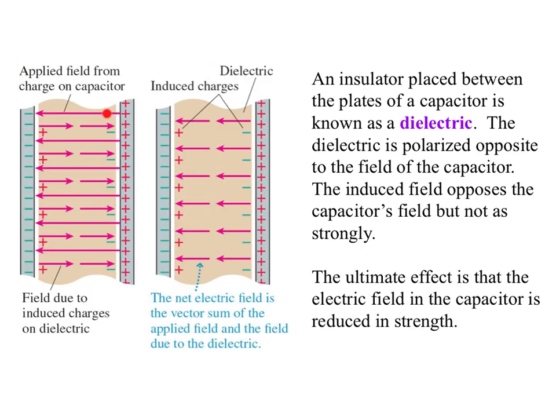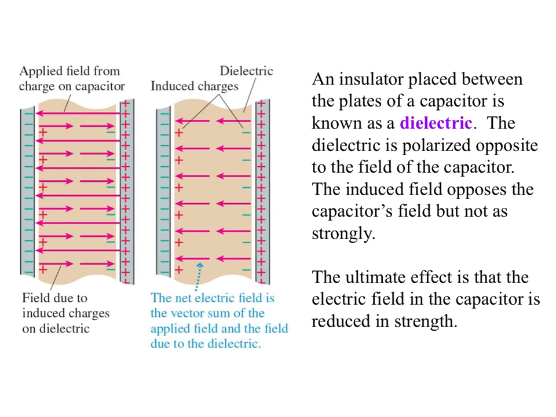All right, we apply some field, it splits the two charges, and then they produce a field which goes from their positives to their negatives, but it will be weaker. These are what we call induced charges. Notice the induced positives are very close to the actual negative part of the capacitor, and the induced negatives are close to the positive plate of the capacitor. The induced field counteracts the capacitor's field, and so makes it weaker.